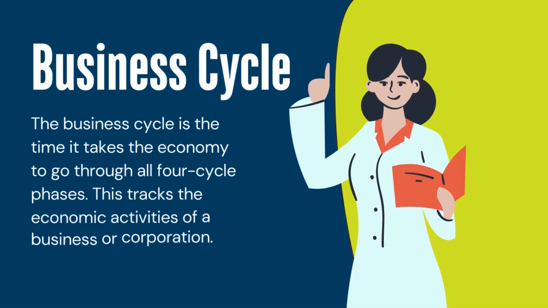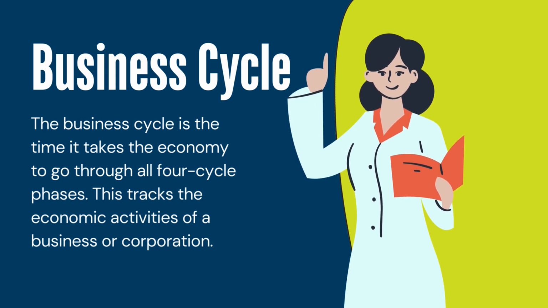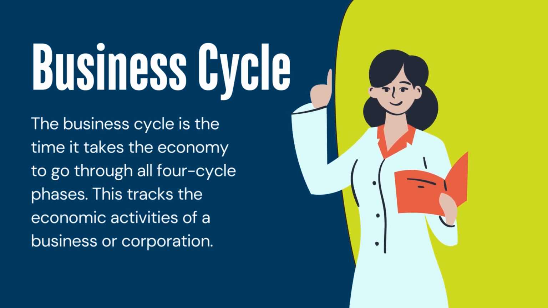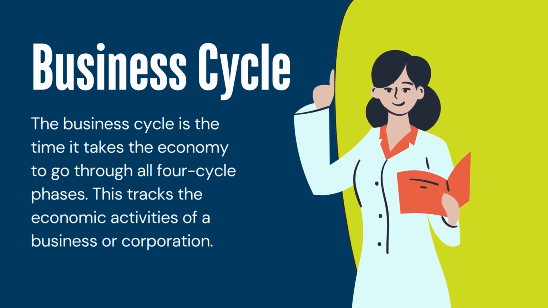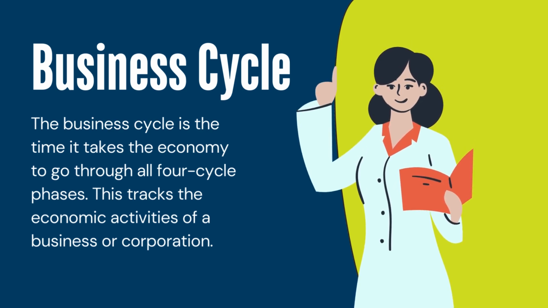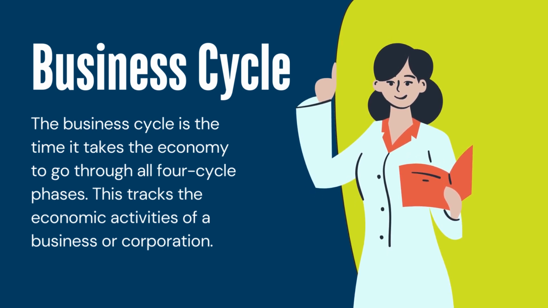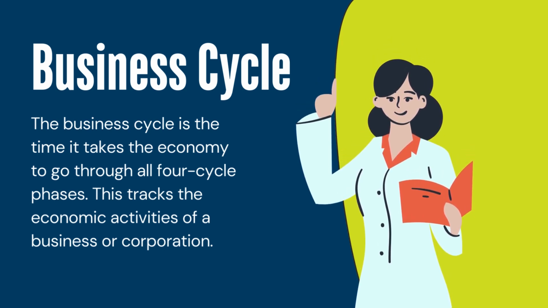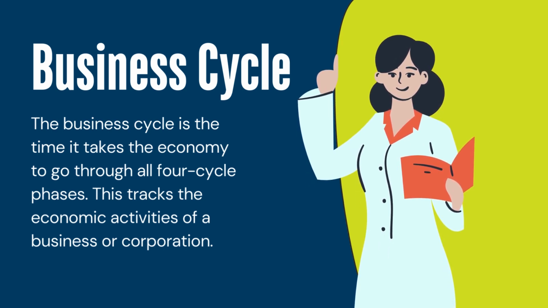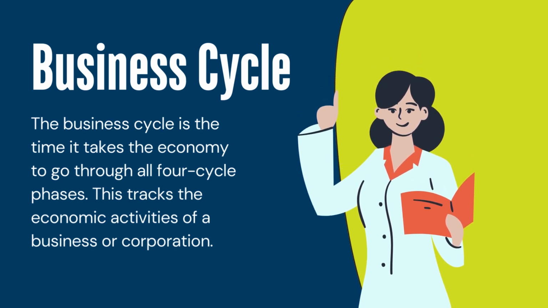So what is business cycle? Business cycle is the time it takes the economy to go through all 4 cycle phases. This tracks the economic activities of a business or corporation. This means that the business cycle shows the increases and decreases in the economy over time. So factors such as trade, interest rates, investment, and production costs can all influence the business cycle. So over time, the entire business cycle represents the low and high points in the economy.